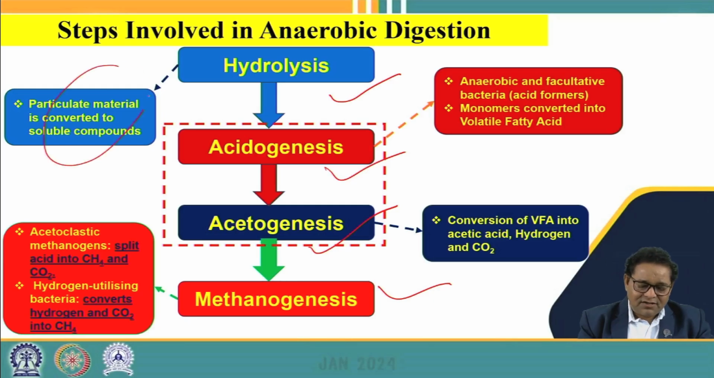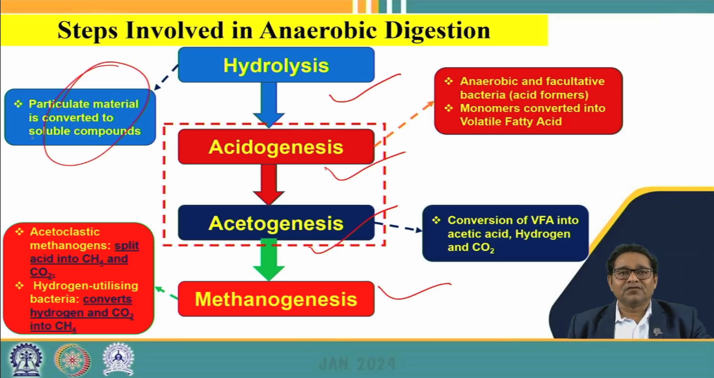As we can see, this is the hydrolysis process where the particulate matter is converted into solubilized form, in the form of soluble compounds, which are then acted upon by the acidogenic bacteria. These acidogenic bacteria are anaerobic and facultative bacteria, and they give rise to the formation of acids. In this process, the monomers which are present are converted into various forms of acids: organic acids, volatile fatty acids, and other higher molecular weight acids.